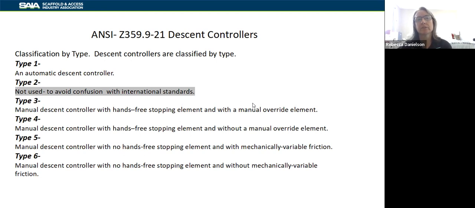And then under Z359.14, within the inspections, there is guidance. Both the manufacturers will have guidance on what you should be looking for, as well as in the standard. There is information, but the manufacturers should have that in the manual or on their website. You should be able to get all that information fairly easily.